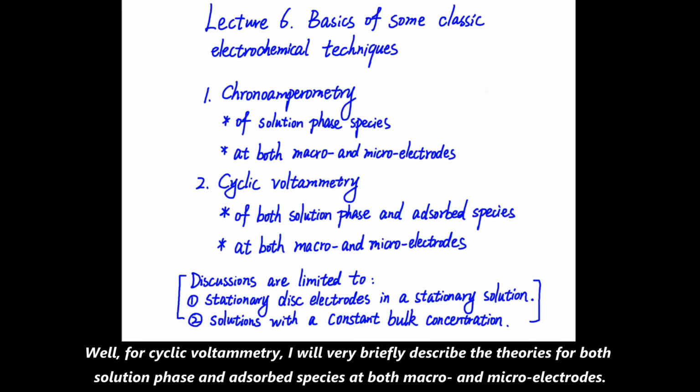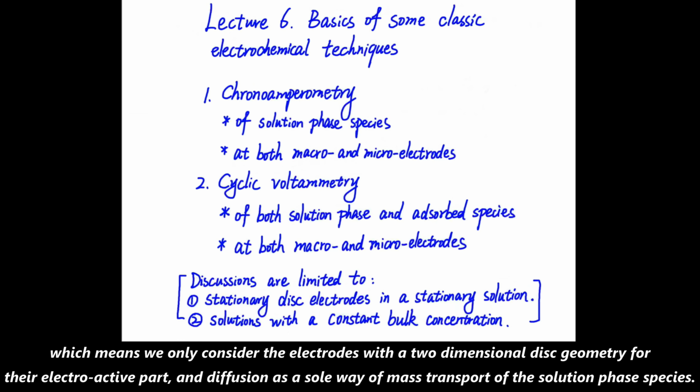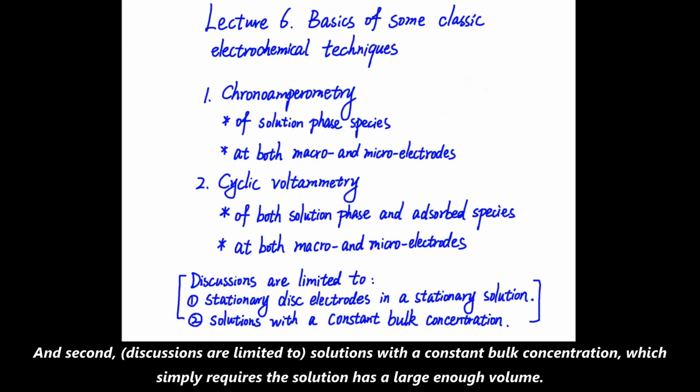and microelectrodes. Please also note that all the discussions in this lecture are limited to, first, stationary disk electrodes in a stationary solution, which means we only consider electrodes with a two-dimensional disk geometry for their electroactive part, and diffusion as the sole way of mass transport of the solution phase species. And second, solutions with a constant bulk concentration, which simply requires the solution to have a large enough volume.